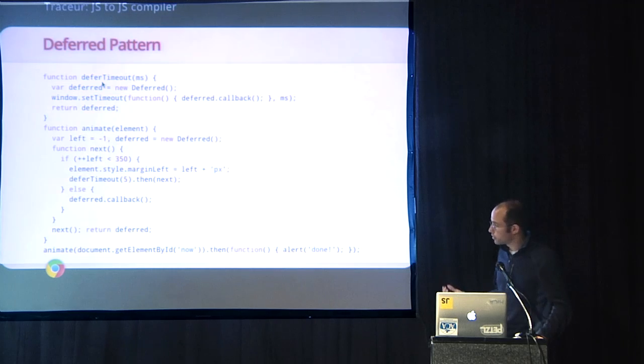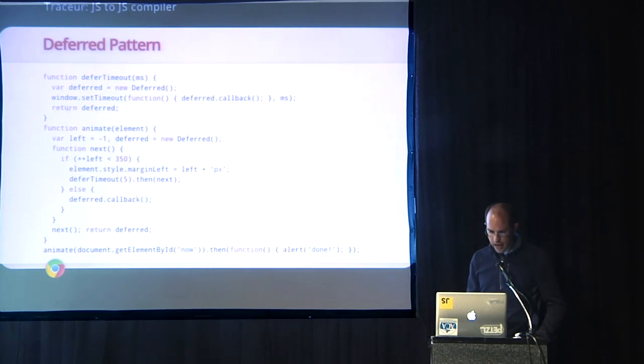Again, this code is just all ECMAScript now, so there are no new features here. But here we've got a defer timeout, which creates a deferred object, calls window's setTimeout, and when the timeout happens, it signals the deferred object and says, hey, you're done now, so call all the people. Then it just returns that object.